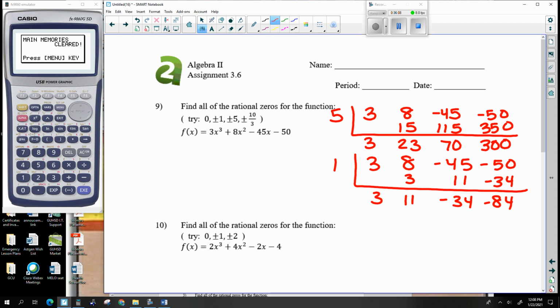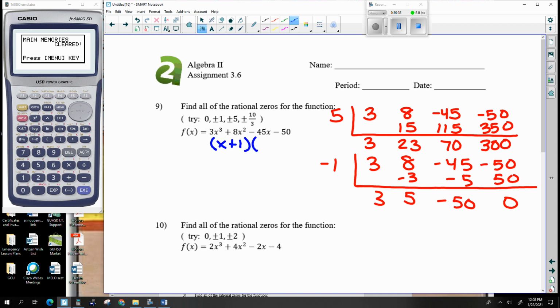Nope, that didn't work either. Let's try -1. There we go. All right, broke the ice. Got our first one. Thank goodness. All right, so -1 implies that x plus 1 is a factor, leaving me with 3x squared, 5x, -50.